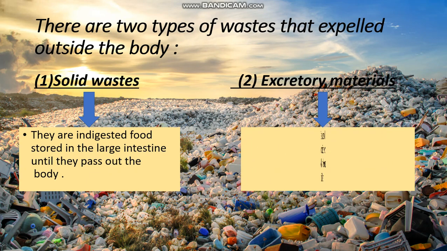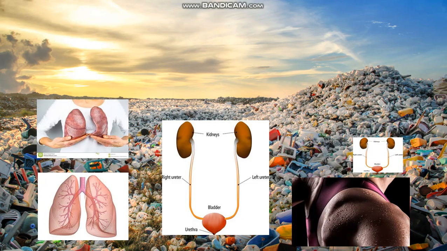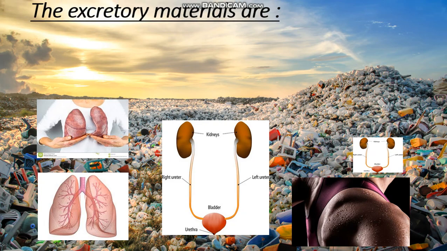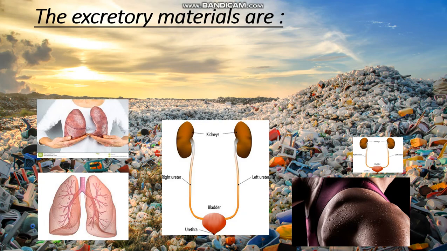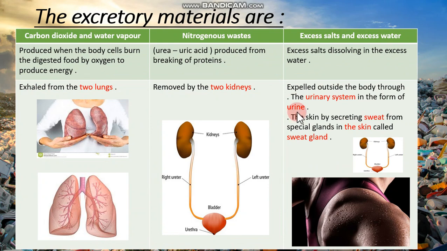And the excretory materials are waste materials produced inside the body cells, where the body must get rid of them because they are harmful materials. So, the excretory materials are divided into carbon dioxide and water vapor, nitrogenous wastes, and excess salt and excess water.